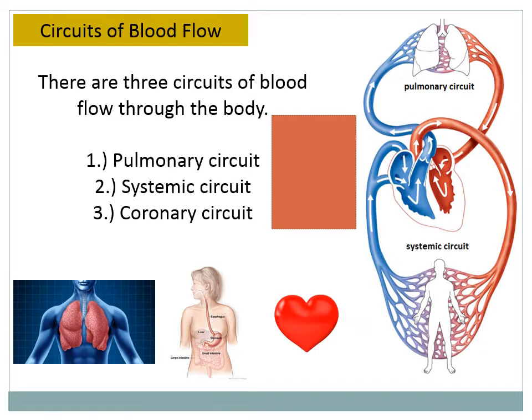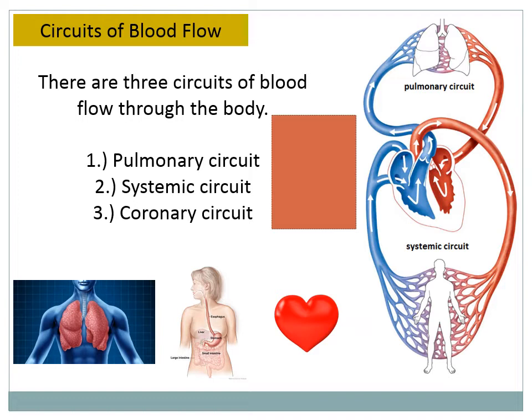So before we actually get to the blood vessels, we want to make sure that we know that there are different circuits of blood flow, so how blood flows through the body. As a reminder, blood isn't just free in the body, it's in blood vessels. So blood has to be in a blood vessel, otherwise it won't get to your tissues appropriately. So the three circuits that we have are the pulmonary circuit, the systemic circuit, and the coronary circuit.